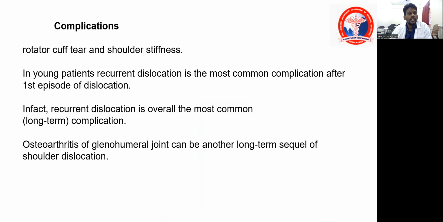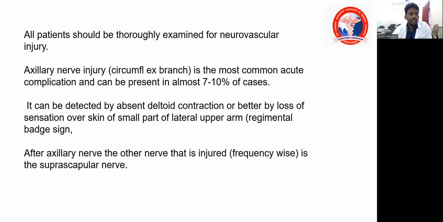Complications: rotator cuff tear, shoulder stiffness. In young patients, recurrent dislocation is the most common complication after the first episode of dislocation. It usually occurs when there is any associated bone injury, like glenoid bone loss, then we have a recurrent shoulder dislocation. In fact, recurrent shoulder dislocation is the overall most common harmful complication in this population. Osteoarthritis of the glenohumeral joint can be another long-term sequela of shoulder dislocation.